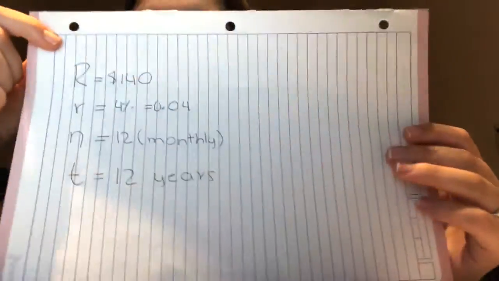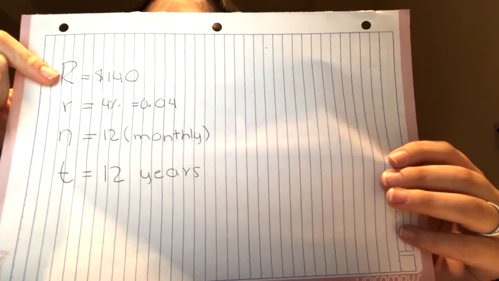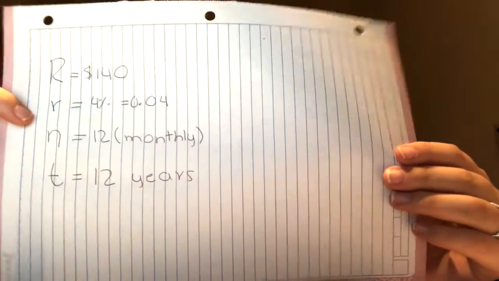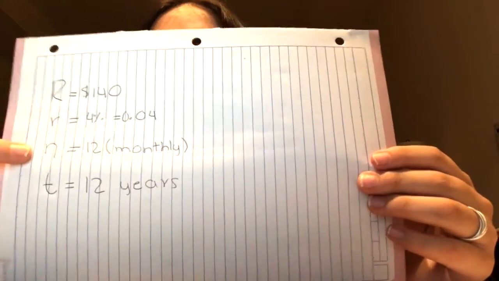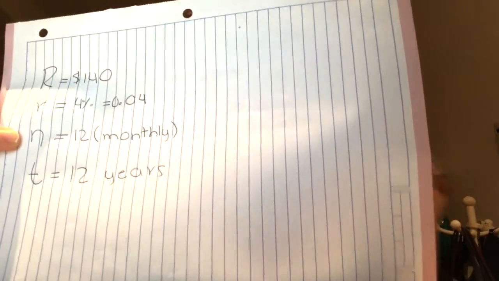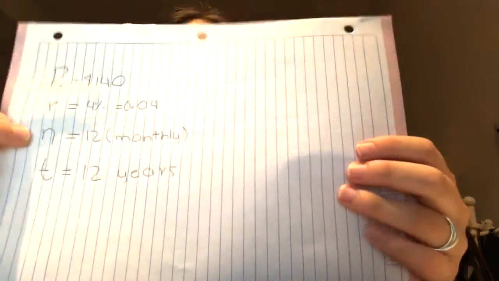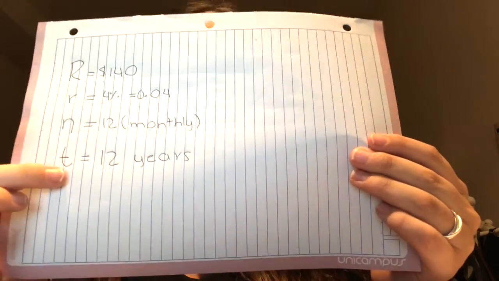Then we have to list what we need for the formula with the values given. Our capital R is our investment or deposit in the account, in this case the $140. Our rate is clearly shown as a percentage in the problem, so it is 4%, which is the same as 0.04. Afterwards, n is the number of periods in which the rate is applied. Since it says compounded monthly, we know our n is 12. And lastly, our time is clearly shown in the problem as 12 years.